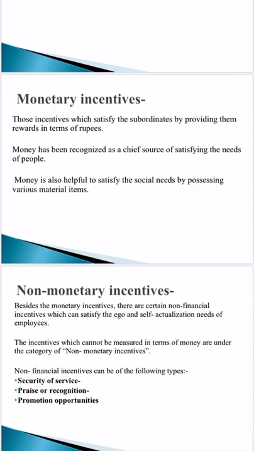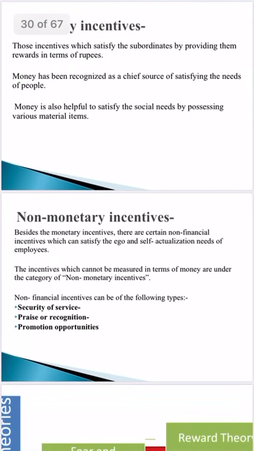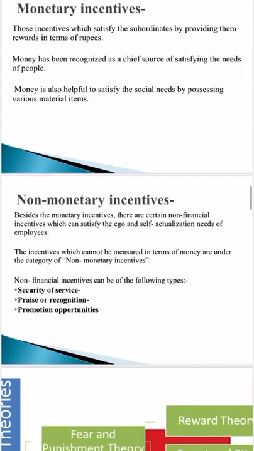Okay, and in non-monetary incentives, actually non-monetary incentives means award system. Okay, so besides the monetary incentives, there are certain non-financial incentives which can satisfy the ego and self-actualization needs of the employees. Okay, so non-monetary system includes the award systems to the employee. Okay, so based on the performance of the employee, they will be awarded. Okay, quarterly, half yearly, yearly. Okay, such type of systems are considered to be non-monetary incentives. Okay, the incentives which cannot be measured in terms of money are called non-monetary incentives.